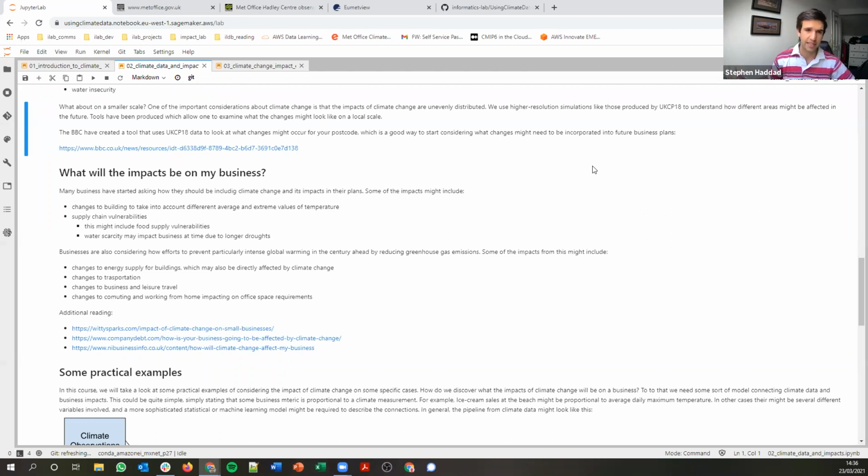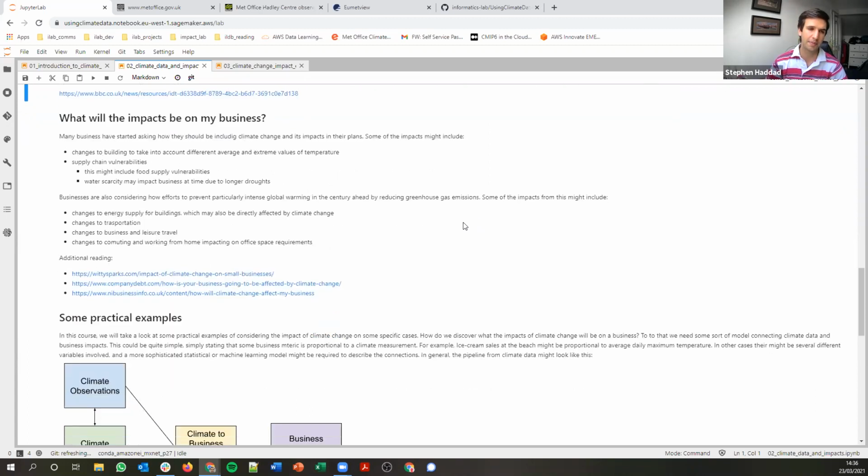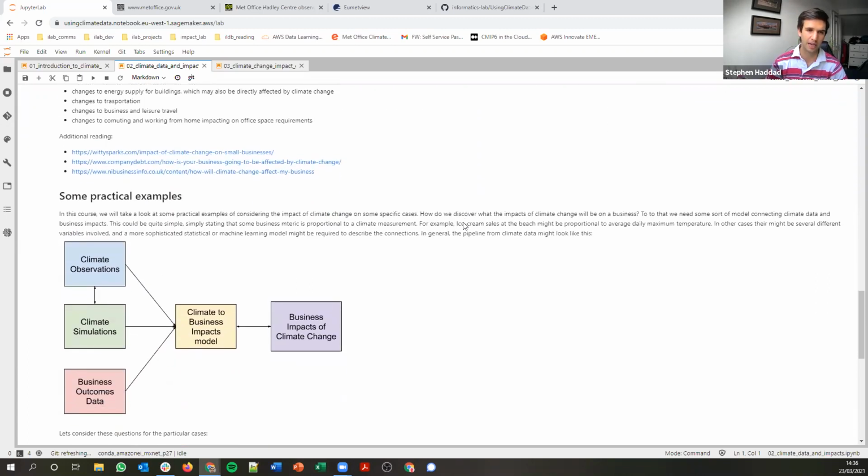There are some interesting links here where people go into more detail about a whole variety of ways in which climate change can impact on small business. And that makes for an interesting read. But today we're going to look at using that climate data and think about how we might start using climate data to analyze particular questions that would be of interest in business planning.